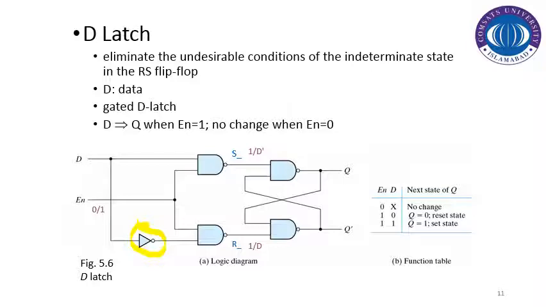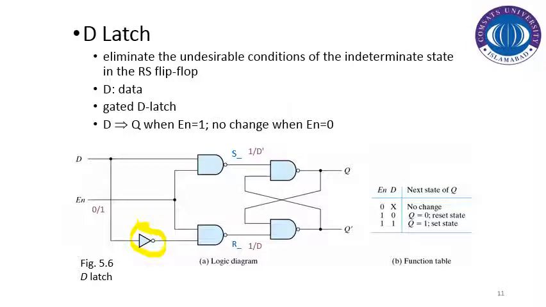So any undesirable conditions or indeterminate or intermediate states in the RS flip-flop are avoided by using this setup. And whatever changes we are making, we are only using an additional NOT gate in the gated setup. So D is basically our data line or the input line that is responsible for producing our output, and our outputs are sensitive to D here. Whatever the value of D is, the output follows it.